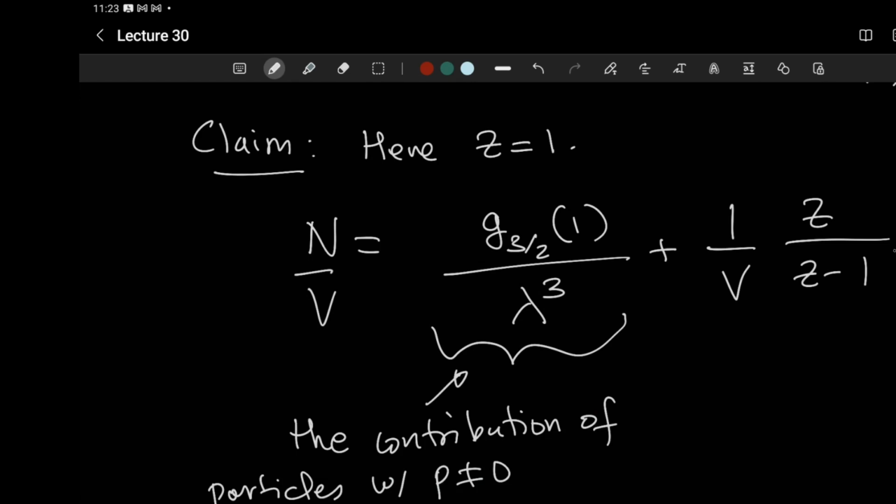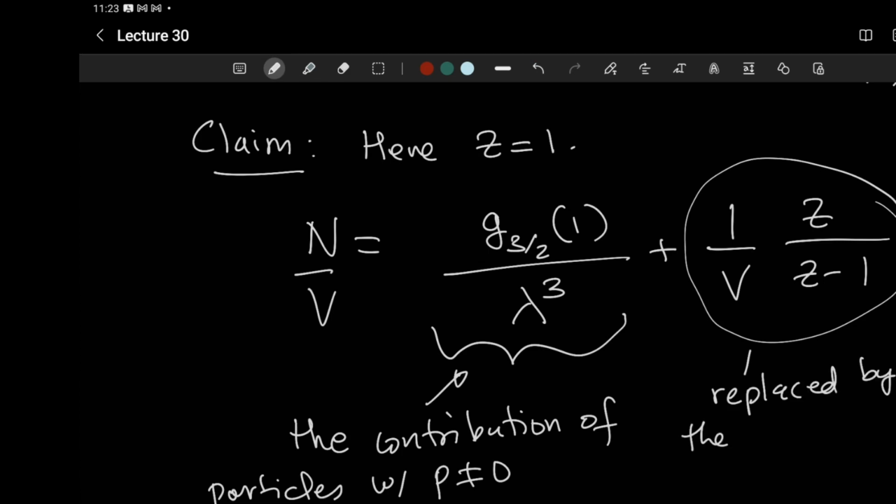So instead of writing something like this, earlier in the thermodynamic limit, we were saying this term was vanishing, but now z is 1. So what we have to do is to say that actually this term is replaced by the density or inverse density of particles with p equal to 0 in the ground state.